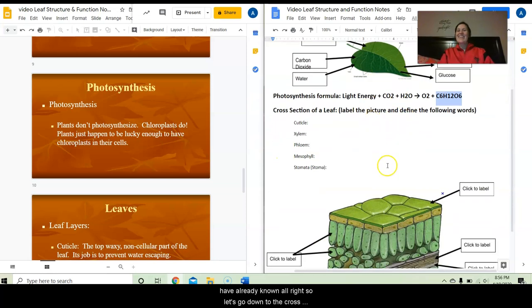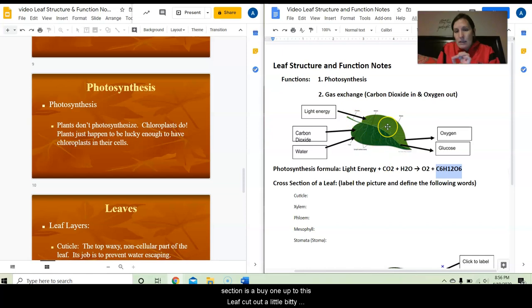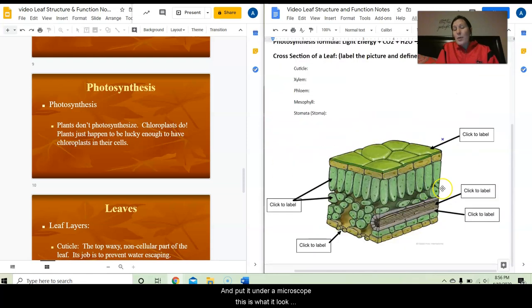And so now we can move on to the harder stuff because that stuff you should have already known. All right, so let's go down to the cross section of a leaf. So what is a cross section? A cross section is if I went up to this leaf, cut out a little bitty square on the leaf right here, and put it under a microscope, this is what it would look like. Now you're like, dang, that's thick. Well, that's because it's under a microscope, so it's going to show all the different cells.